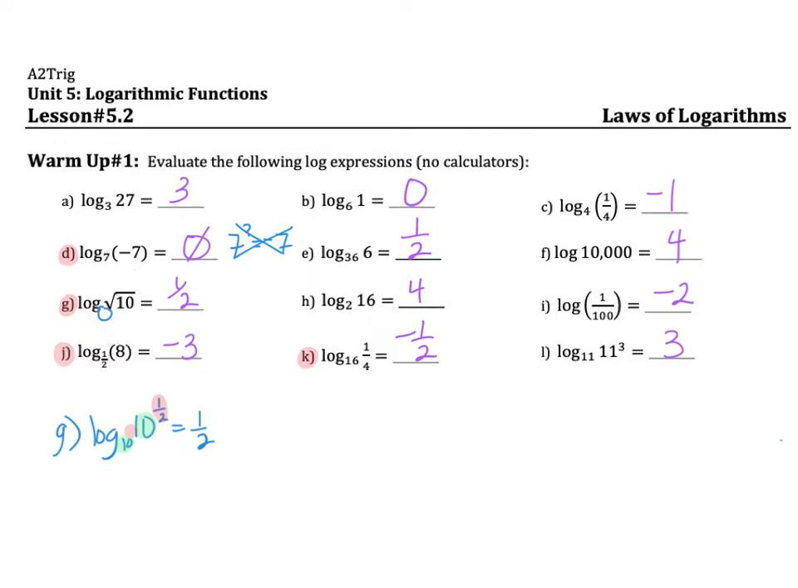If we look at letter J, J is log base 1/2 of 8. Well, I'm going to change 1/2 into a base of 2 to the negative 1. I am going to change 8 into a base of 2 to the 3rd power. Remember that now this is our numerator, that's our denominator of our final answer. And so we are going to get 3 divided by negative 1, which is just negative 3.